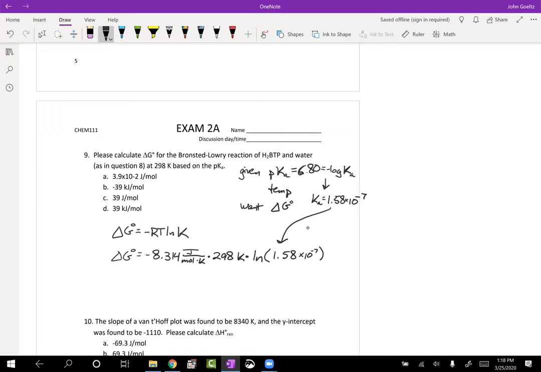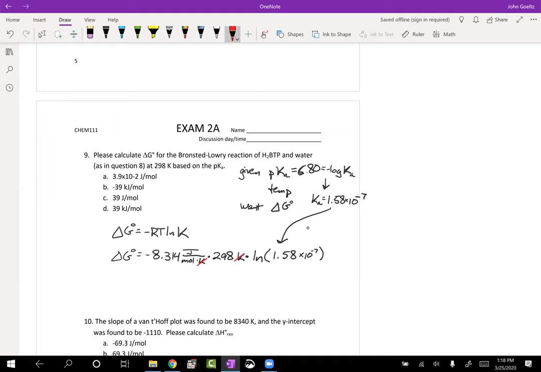Let's see. Do I have an equation with only one variable? I do. Is it already solved for that variable? It is. This is as good as life gets. Well, let's hope not, but it's pretty good. Okay, so negative 8.314 joules per mole Kelvin. I guess I should cancel my units first, make sure everybody's happy. I cancel Kelvin and Kelvin. I will take this through.